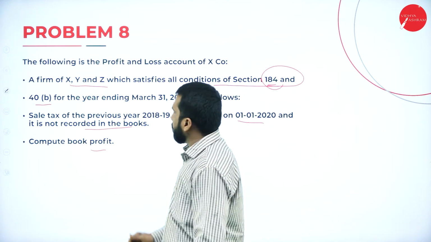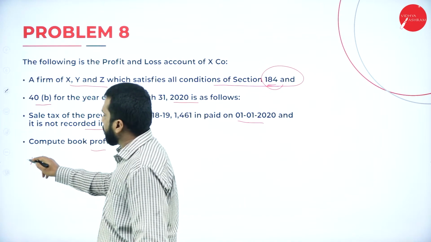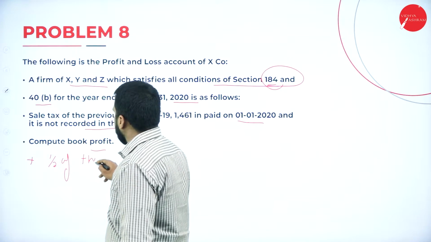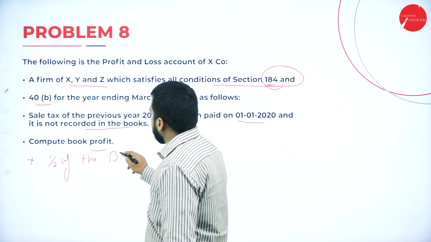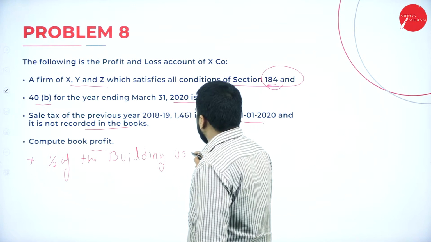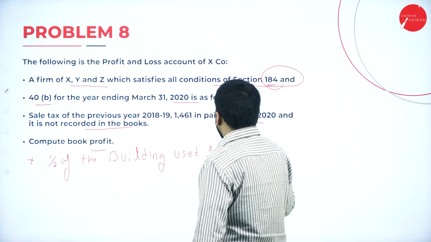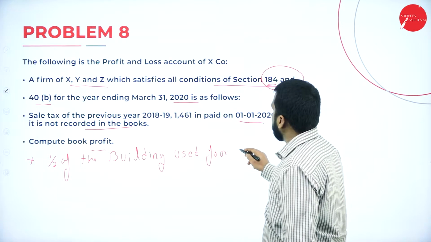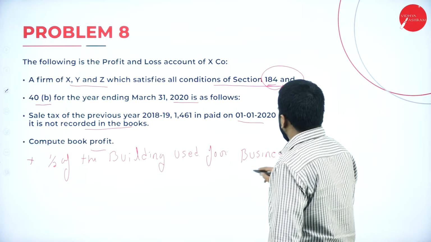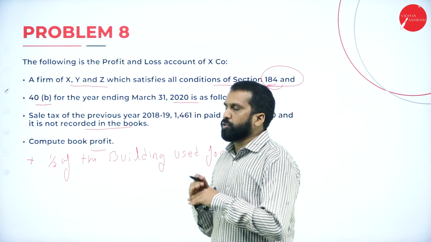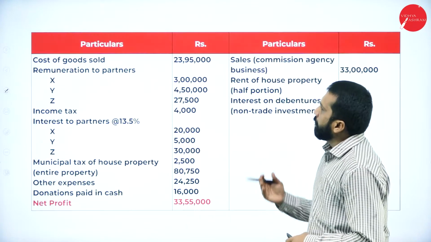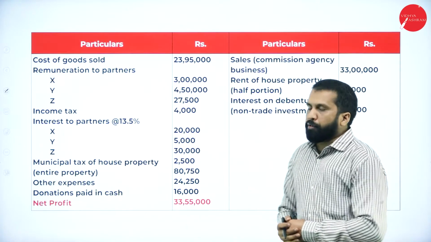Now, one more thing, we'll add one more adjustment here. Half of the building is used for business. Half of the building is used for their partnership firm business. Now, along with that, we have the profit and loss account.